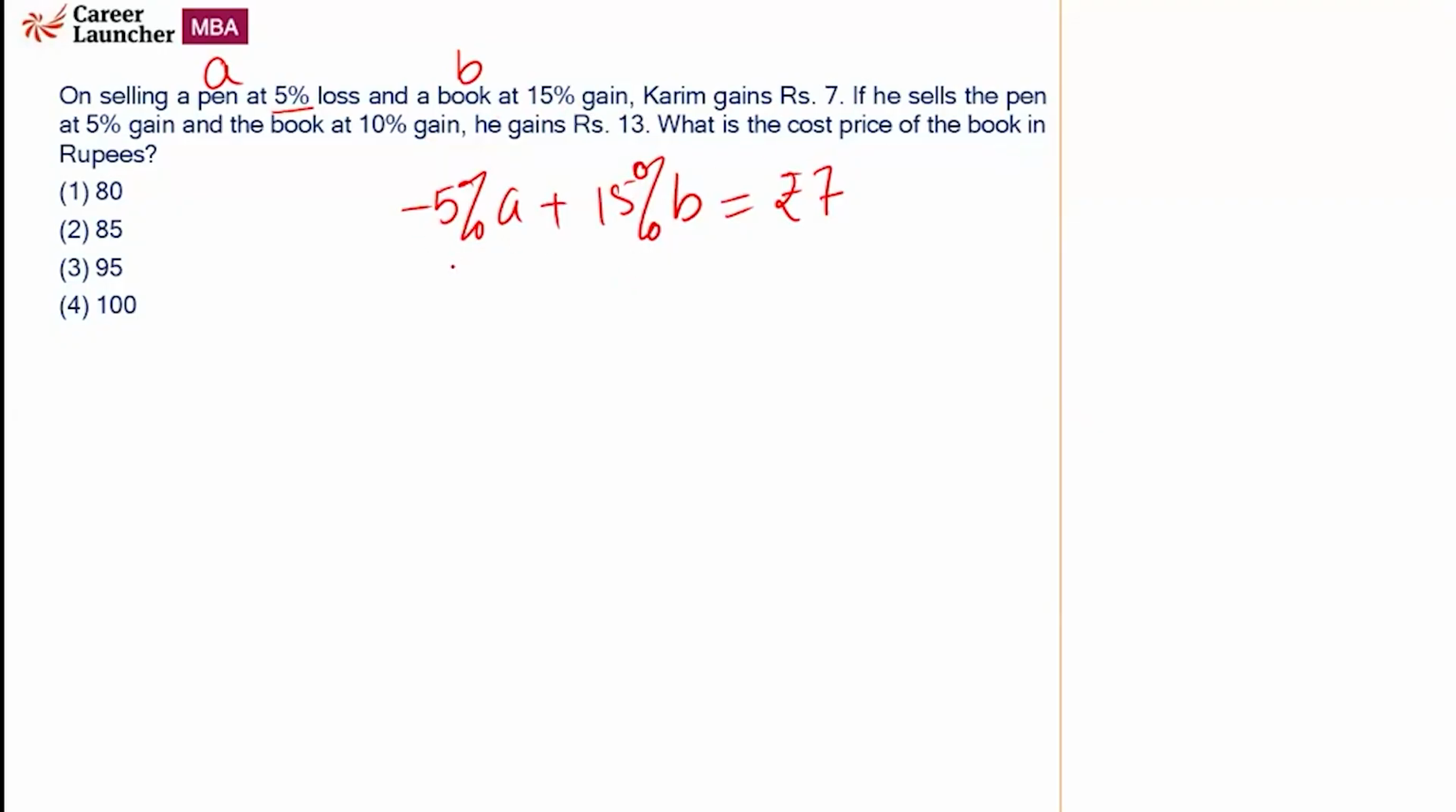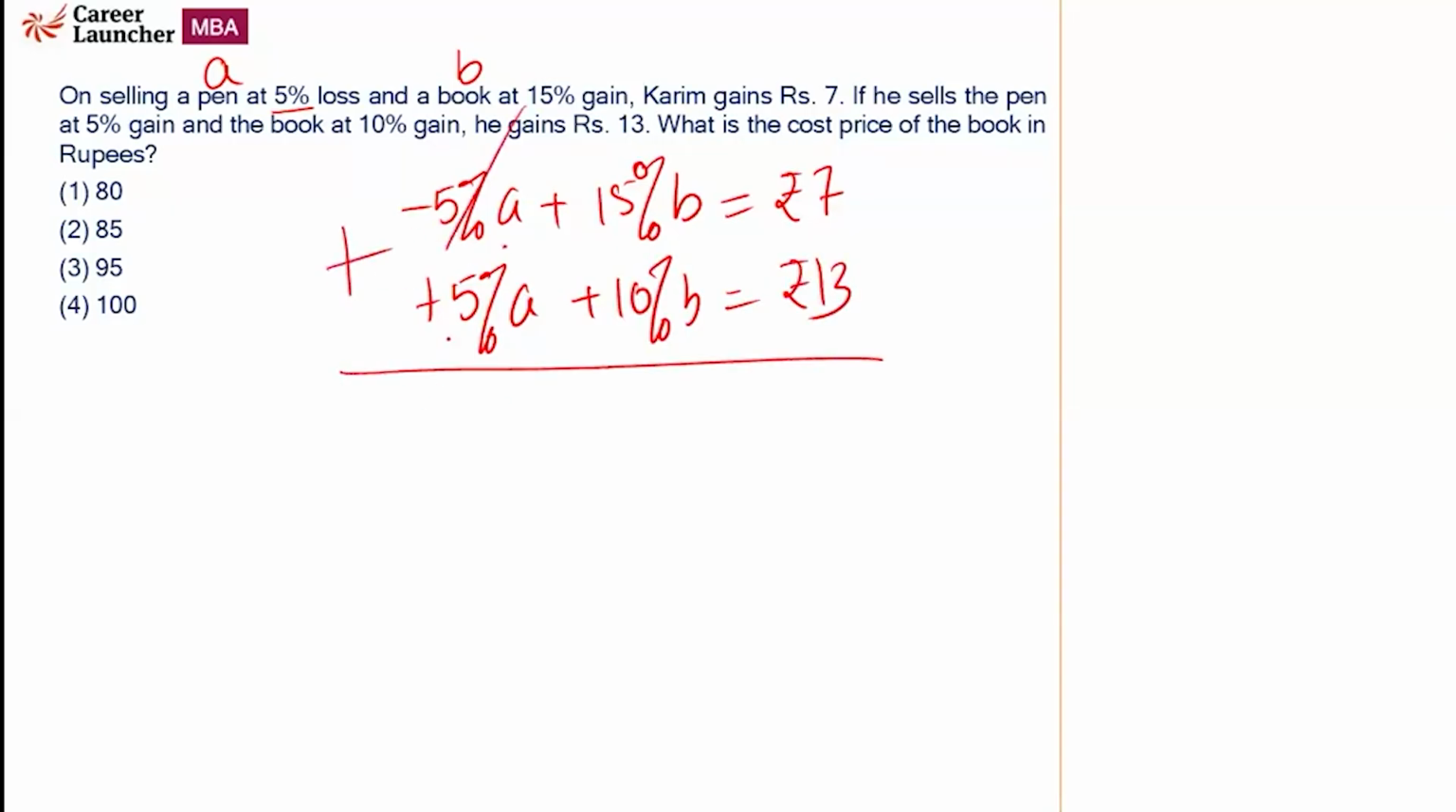The second thing given here is a gain of 5% on the pen and a 10% gain on the book, which gives you ₹30. I'll sum up these two values. This gets cancelled out. I'll say 25% of the book is equal to 20 rupees. 100% is a complete thing. If someone says 25% of the price of this book is 20 rupees, you want to find out the price of the book.